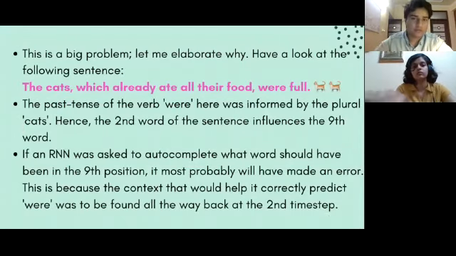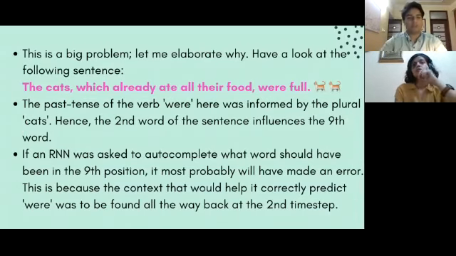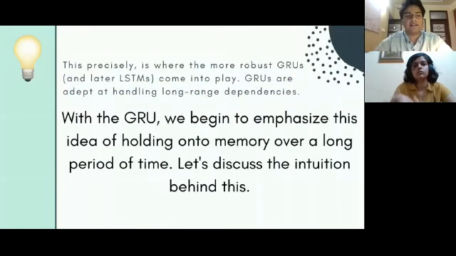And if an RNN was given this task to fill in this blank, then it would probably not give you the correct answer because it can't remember information from all the way back in the sentence, the 2nd word. And that is the problem of long-range dependencies. These long-range dependencies need to be remembered so that they can help inform future decisions. All right. And this precisely is where GRUs and LSTMs come into play.